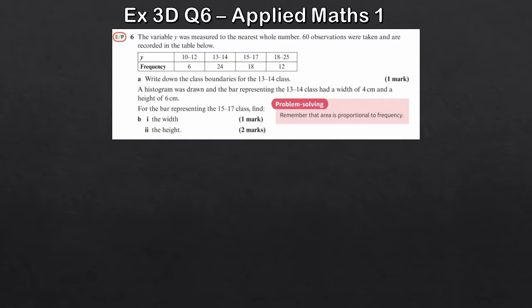Next question here, dealing with histograms now. This is a very standard type of exam question, leading into some more kind of further histograms. So these questions they're a bit tedious, but let's just take it step by step. So the first part, so for question 6 here, we're asked to write down the class boundaries for the 13-14 class. Well, the key idea here is if we've got a histogram, we're dealing with continuous data. So histogram, continuous data.